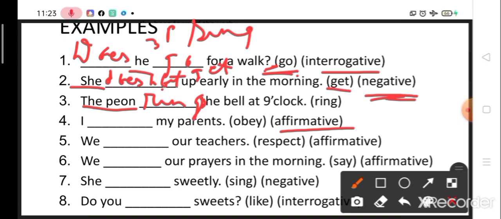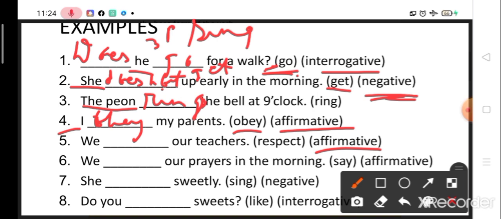Now the next sentence, I dash my parents, affirmative sentence, we are supposed to fill in with obey. So here we are going to use the root form itself, as I is the first person, so we are going to use I obey. I obey my parents. We dash our teachers. It is an affirmative sentence, so we respect our teachers. We say our prayers in the morning. Same rule, base form of the verb.